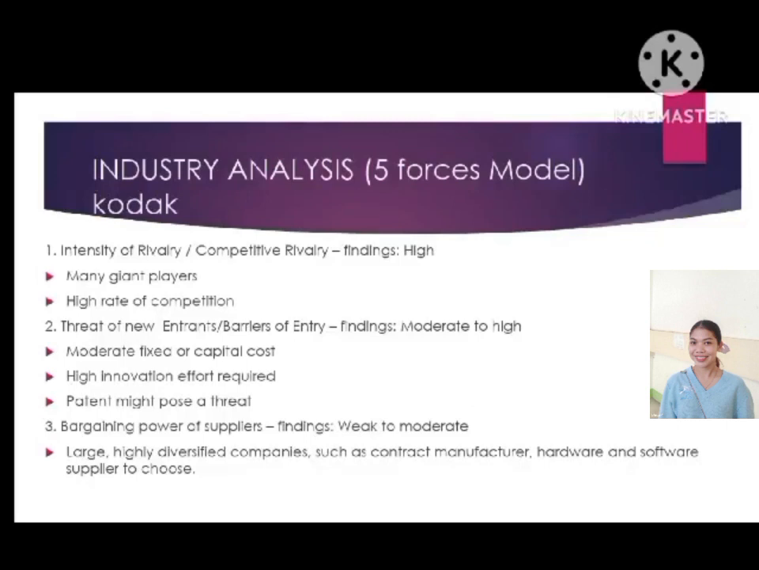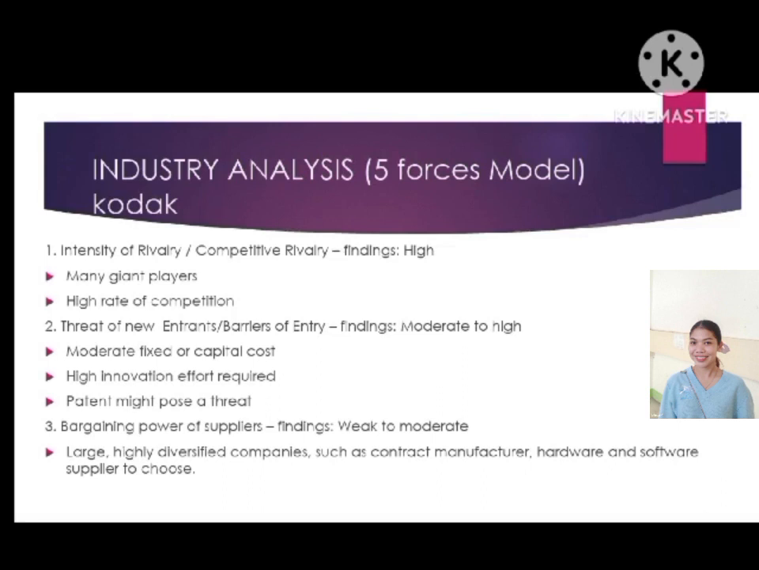Okay, for the next part is the industry analysis or the five forces model in Kodak. Number one, intensity of rivalry or the competitive rivalry. The finding here is high. Many giant players, high rate of competition.